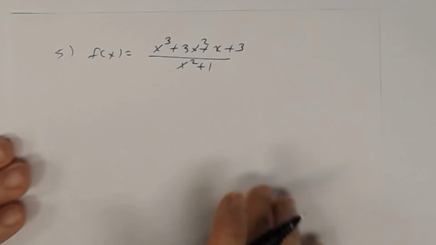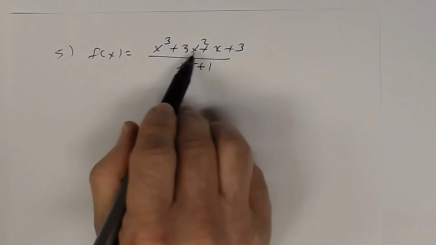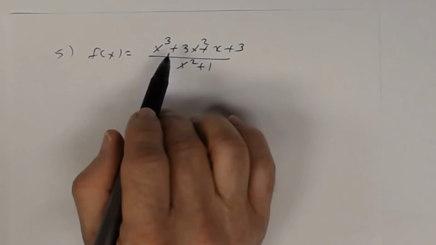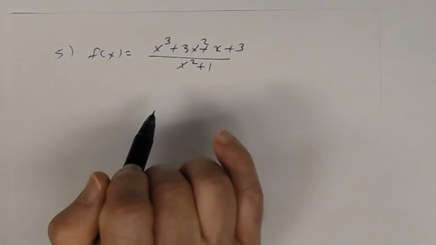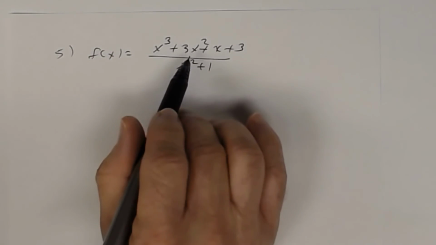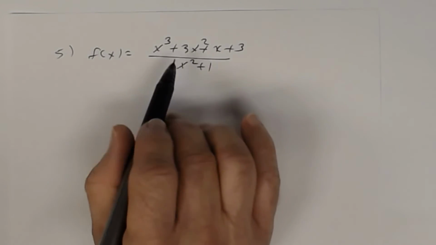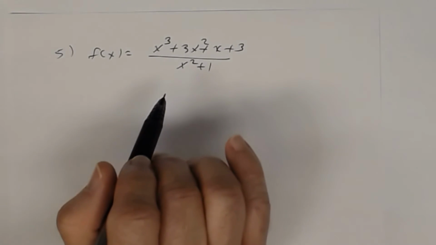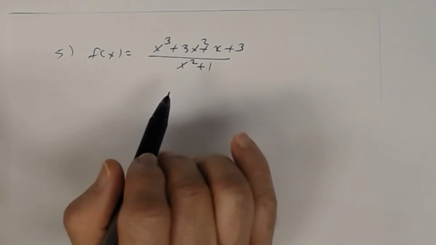And so you're going to see this. What students do is they see this and they say, all right, the degree of the numerator is 3. The degree of the denominator is 2. So 3 is 1 more than 2. So they think, all right, I'm going to have an oblique asymptote.